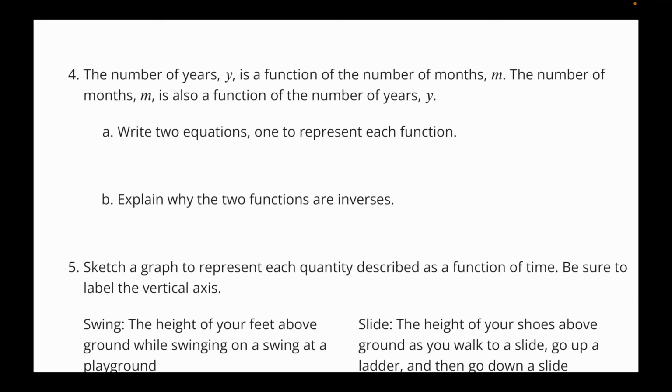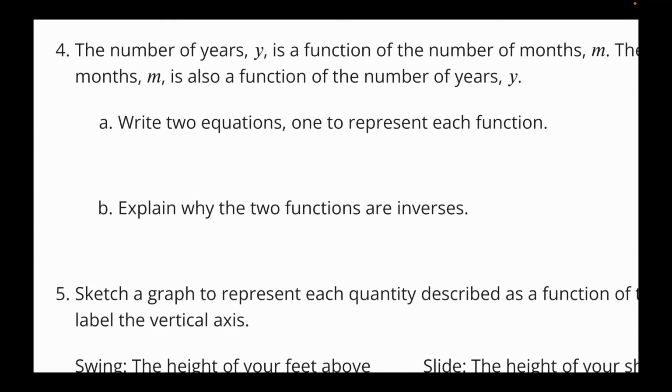The number of months m is also a function of the number of years y. We want to kind of write 2 equations, one to represent each, and we're going to explain why the 2 are inverses. So we're going to use y and m. First, let's write what a month is. The number of months. Well, we know there are 12 months in 1 year. So for every 1 year, I have 12 months, meaning if I was to plug something in for number of years, I would multiply it by 12 to get the number of months. And if I wanted to convert something from months into years and just have years be equal to my answer, I would take the number of months and divide that by 12.